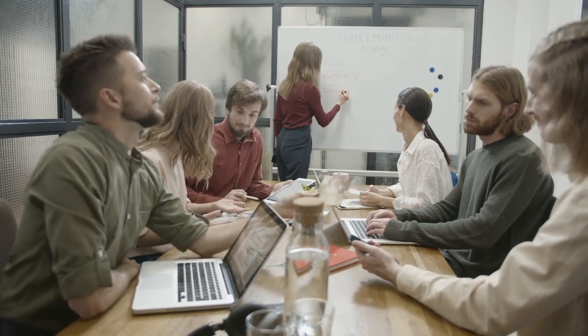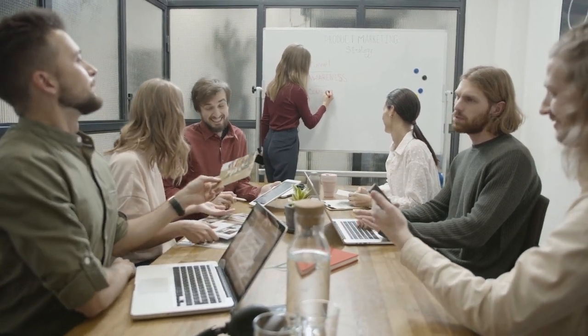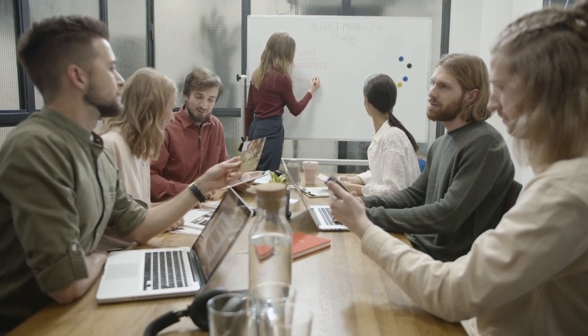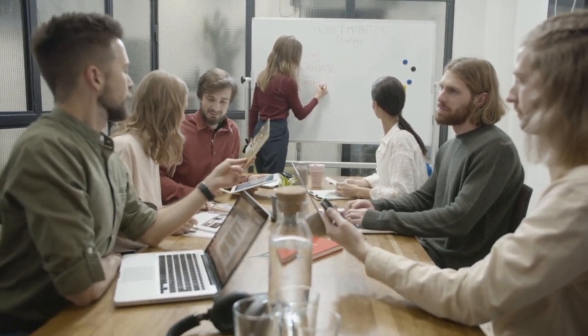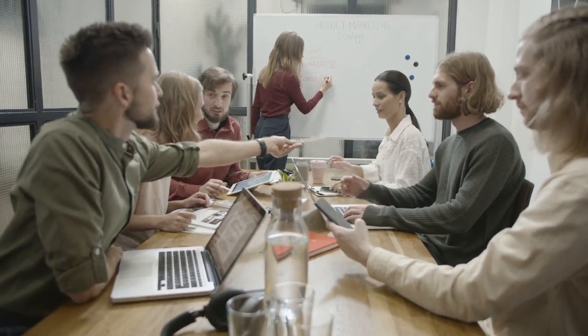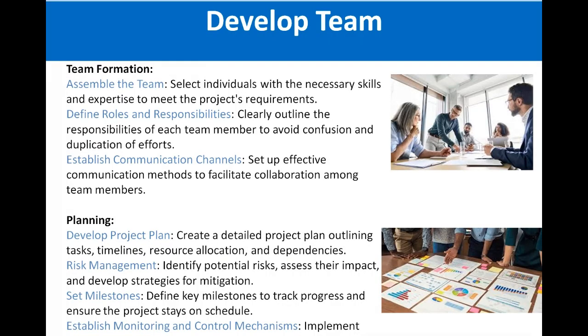Then define the roles and responsibilities. Every team member should have a clear visibility, a clear understanding of what he has to do. For example, the project manager has this role, the functional manager has this role, the development team has this particular role. So every person should have a clear responsibility and clear role, so there should not be any duplication of effort, there should not be any conflict of interest.